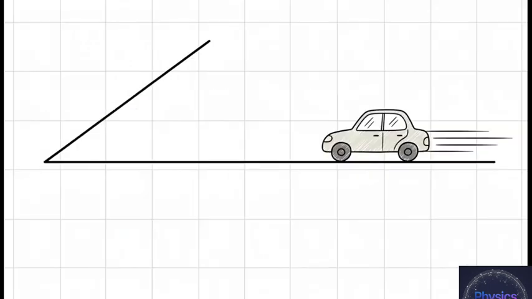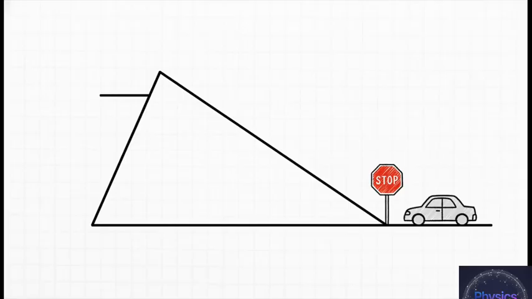Now, the driver reaches their desired speed and eases off the pedal a bit. For the next 4 seconds, the car just cruises along at a steady 4 meters per second. No speeding up, no slowing down. And our graph? It becomes a perfectly flat, horizontal line, showing us there's 0 acceleration. Uh-oh, red light ahead. The driver hits the brakes. Over the last 2 seconds of our journey, the car slows right down from 4 meters per second back to a complete stop.